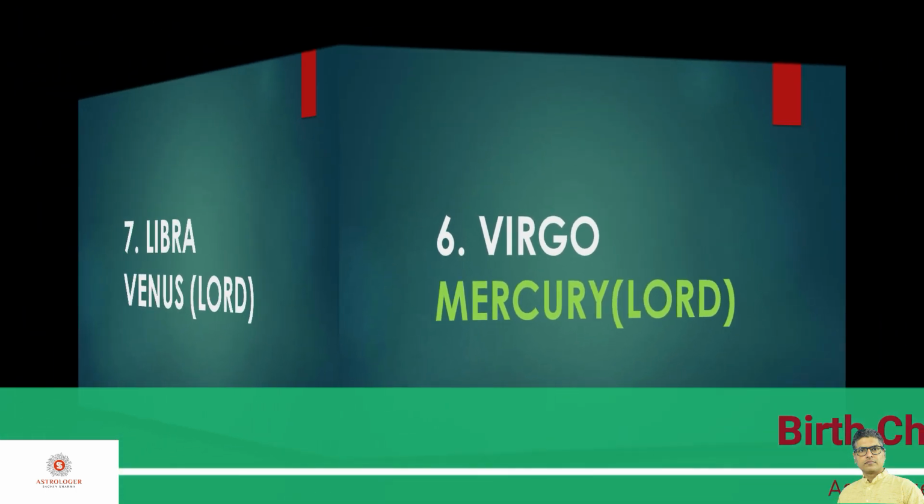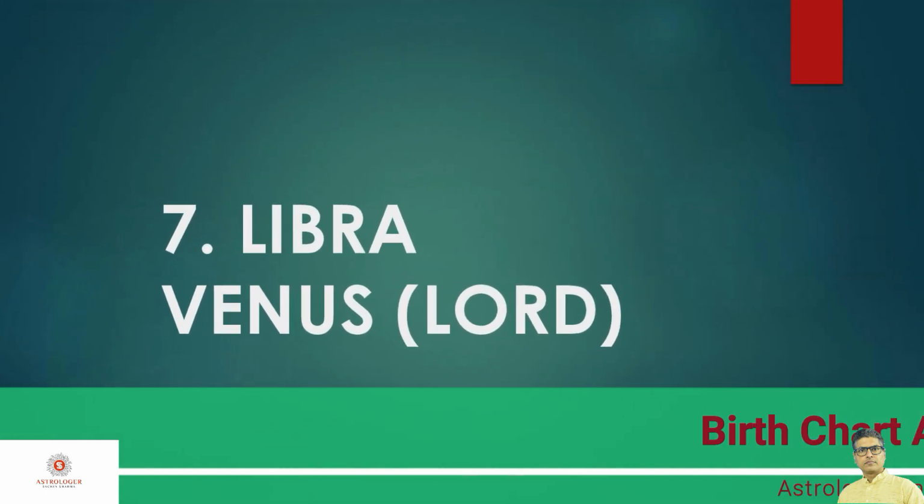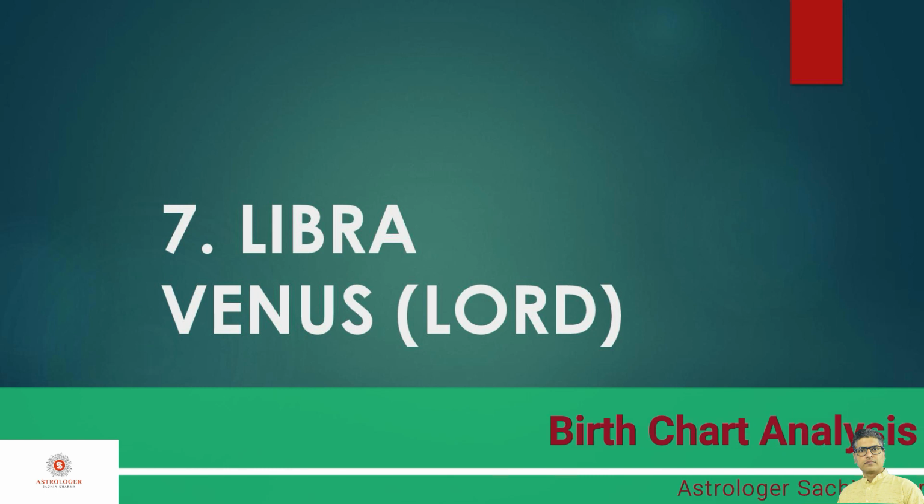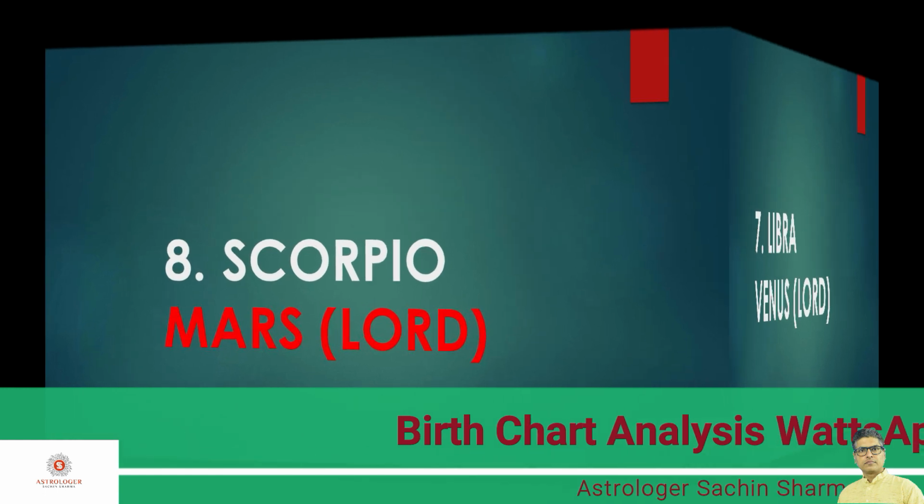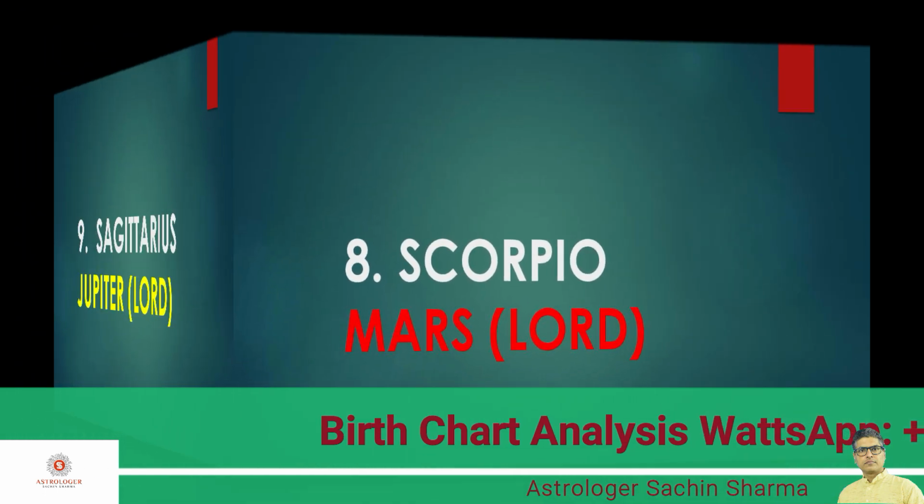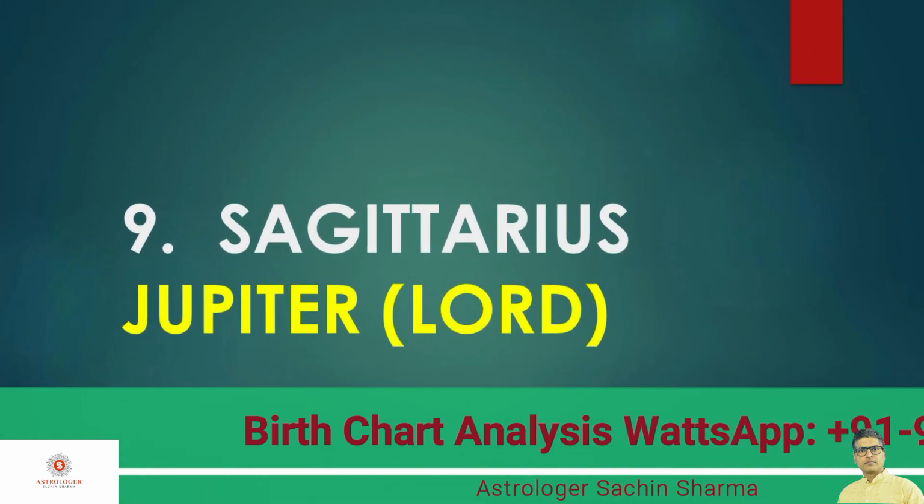If number 7 is there, that means it belongs to Venus. So the two numbers that belong to Venus are 2 and 7. If number 8 is written, that belongs to Mars. So number 1 and number 8 belong to Mars. Number 9 belongs to Jupiter.